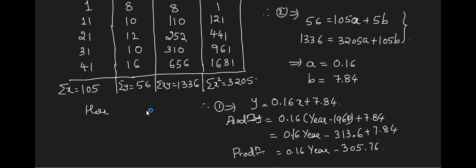So I was worried why I did not get it, because we are not taking the variable x directly as year, we are taking it as year minus 1960. If you have taken that, do remember that finally you need to convert it in terms of the given variables. So suppose my production is capital Y, then it is 0.16x minus 305.76. Am I correct now?